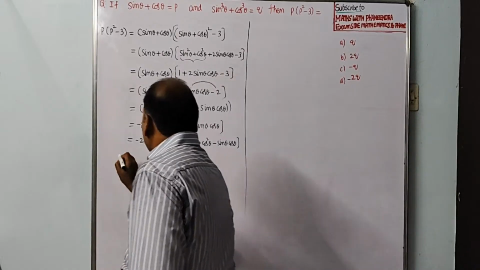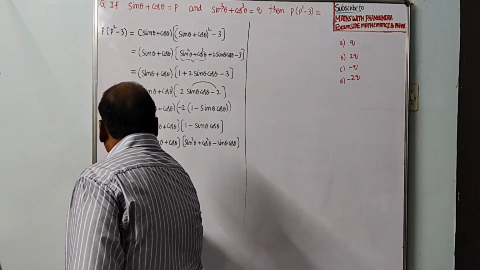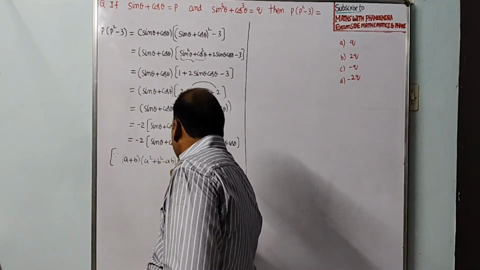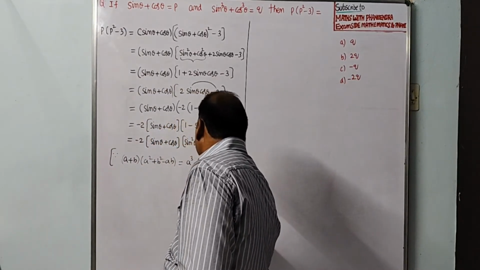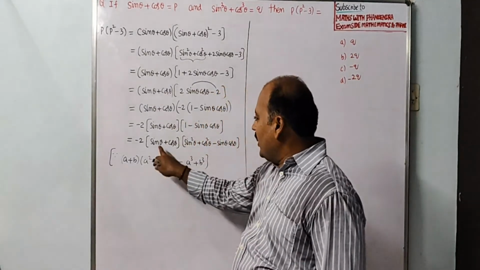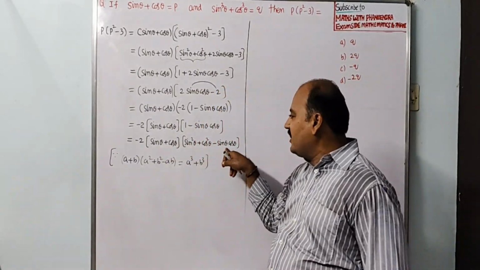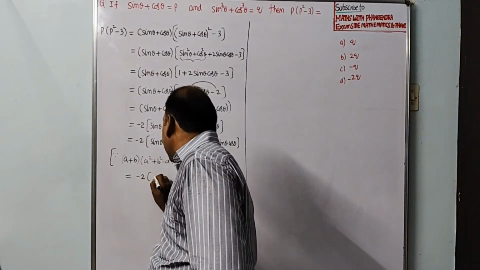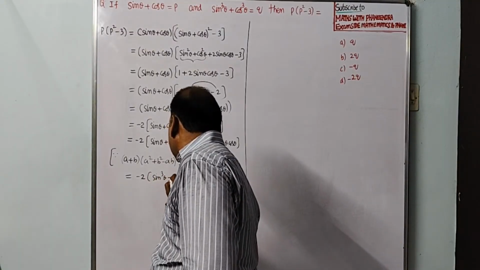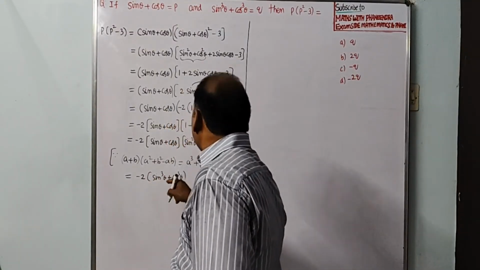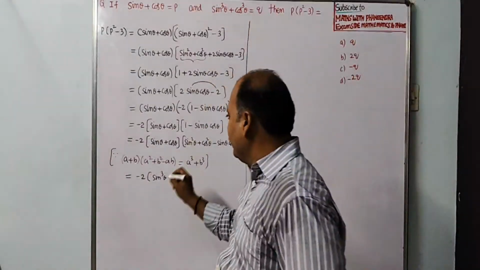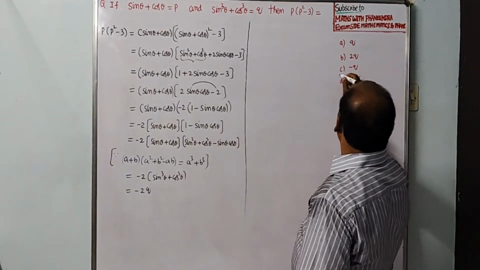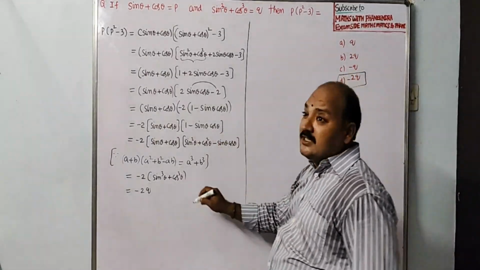If you know that algebraic formula, a plus b into a square plus b square minus ab, is it equal to a cube plus b cube? Dear students, so a plus b into a square plus b square minus ab is equal to a cube plus b cube. So we can write it as minus 2 into sin cube theta plus cos cube theta. What is given sin cube theta plus cos cube theta value? It is q. So it is equal to minus 2 into q. So minus 2q is our required answer. This is method 1.